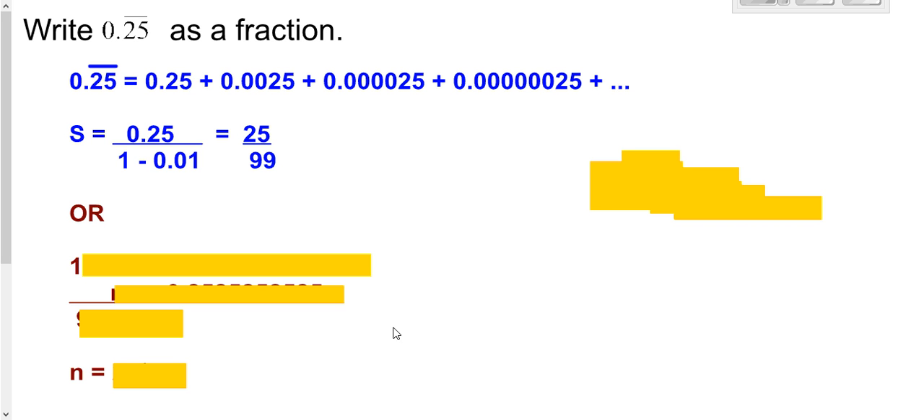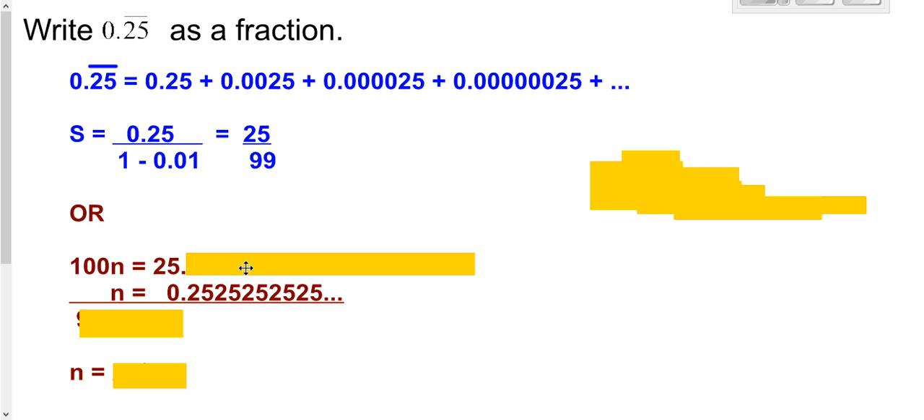A second way to do it, and by the way, up here in blue, that's using our infinite geometric series. A second way you could do it is you could say, well, I'm going to let n be my repeating decimal. Then you'll notice you have two decimal digits being repeated. So let's multiply both sides of this by 100, which has two zeros, and it moves your decimal point over two spots. So n times 100 is this. Multiplying this by 100 moves your decimal point over two spots, so it's going to be 25. And then you're going to still have that .25, 25, 25, and so on.